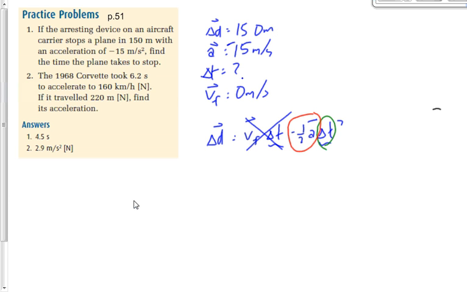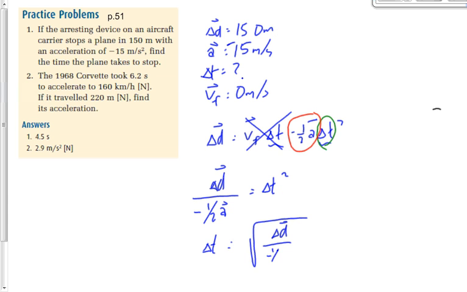Divide it. The opposite of multiply is divide. So let's say d divided by negative 1/2 a. Now, you can simplify that to make it look a little bit tidier, but you don't need to. Negative 1/2 a is multiplied by t. Take it to the other side by dividing. That's going to be equal to t squared. Now, how do you get rid of the squared? Square root it. Good. So t is equal to the square root of d over negative 1/2 a.